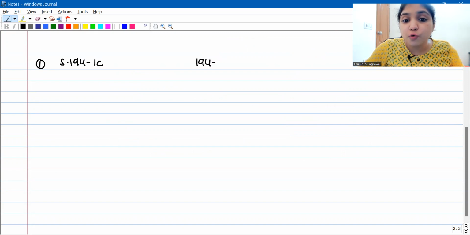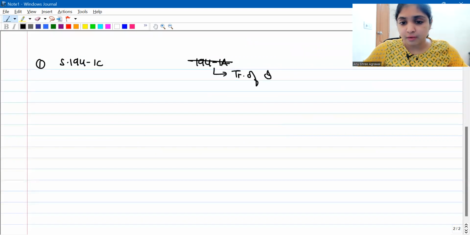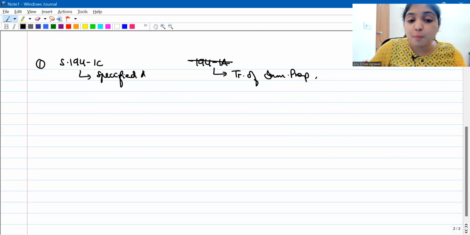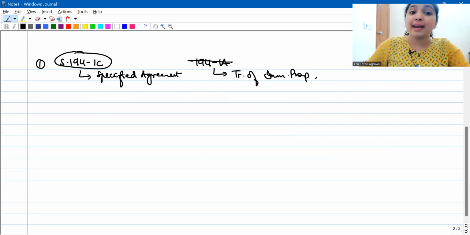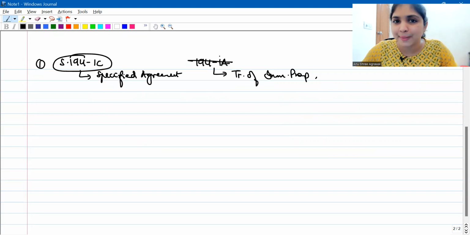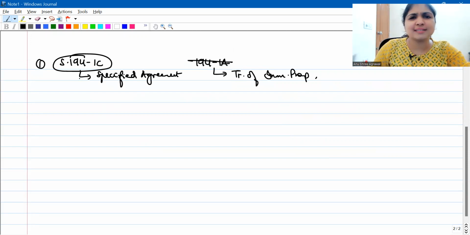Why is 194IA not applicable here? Because 194IA no doubt applies to transfer of immovable property. But when this transfer is in the form of a specified agreement, when this transfer is in the form of a joint development agreement, we apply 194IC. And if we apply 194IC, automatically 194IA becomes not applicable. All right. So under 194IC, what are the rules?